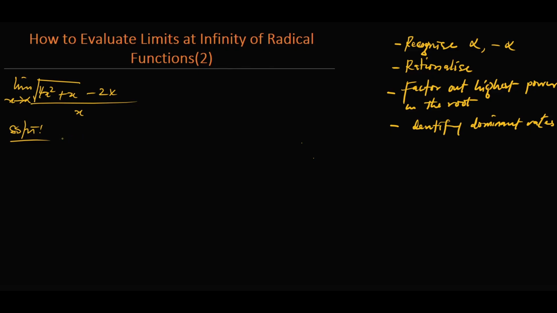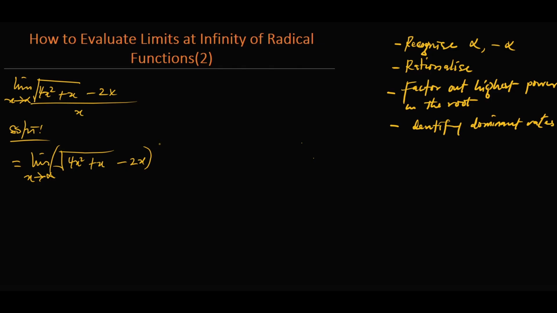Remember, the first step is to recognize that it's a limit at either plus or minus infinity, then rationalize. Rationalizing implies we are going to multiply by the conjugate in order to eliminate the root. So what we are going to have here will be the limit as x approaches infinity of root 4x squared plus x minus 2x.